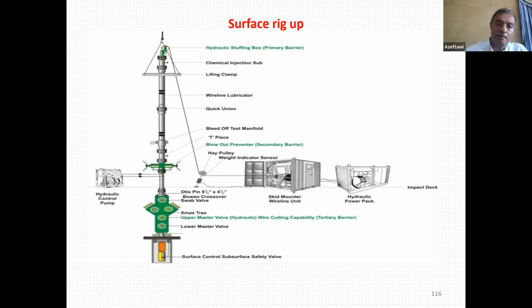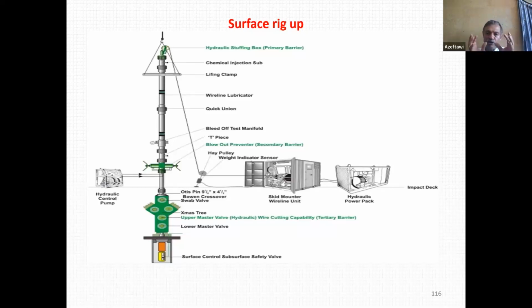So, in another drawing, this is the swab valve, right? I said, this is a swab valve, and then between brackets, I wrote wire line capability. Then your tertiary barrier is this swab valve.